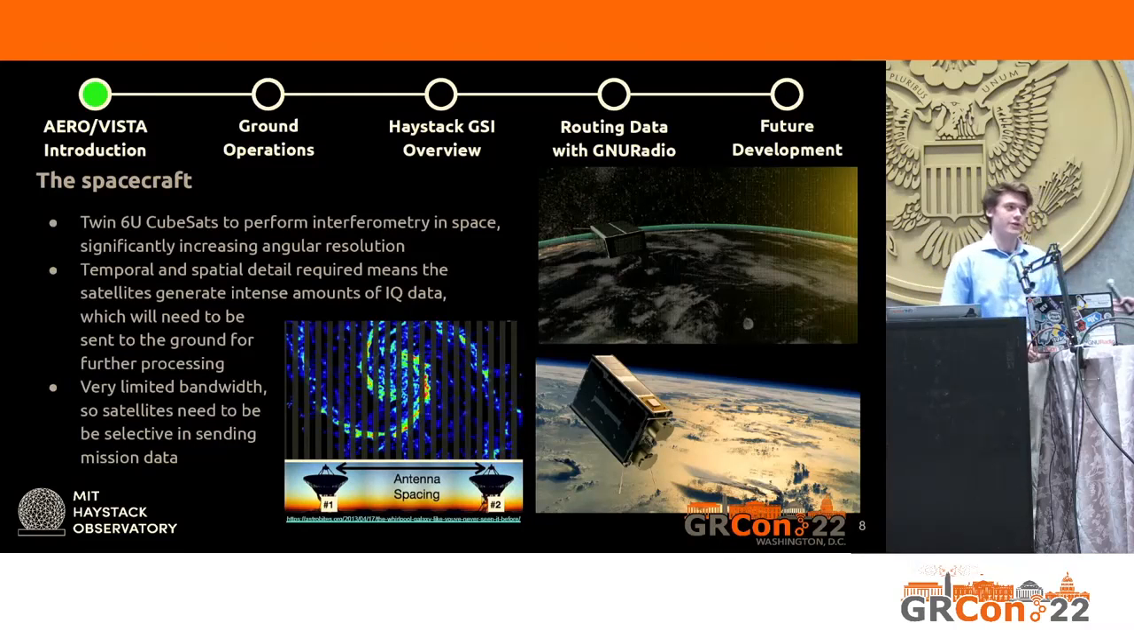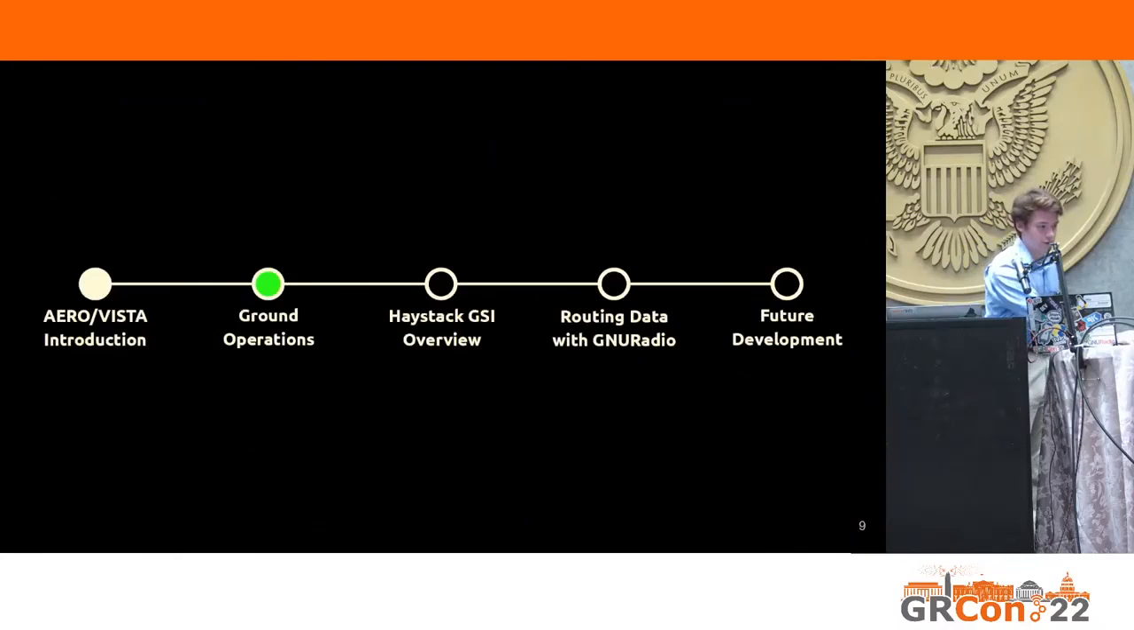Yeah, it's huge. As discussed earlier, we'll be performing interferometry on the experiment, but we need to basically have 6 streams of IQ data coming down from the satellite in order to do that. So that's a huge amount of data that will need to be processed by our ground station, which of course leads us to talking about our ground operations.